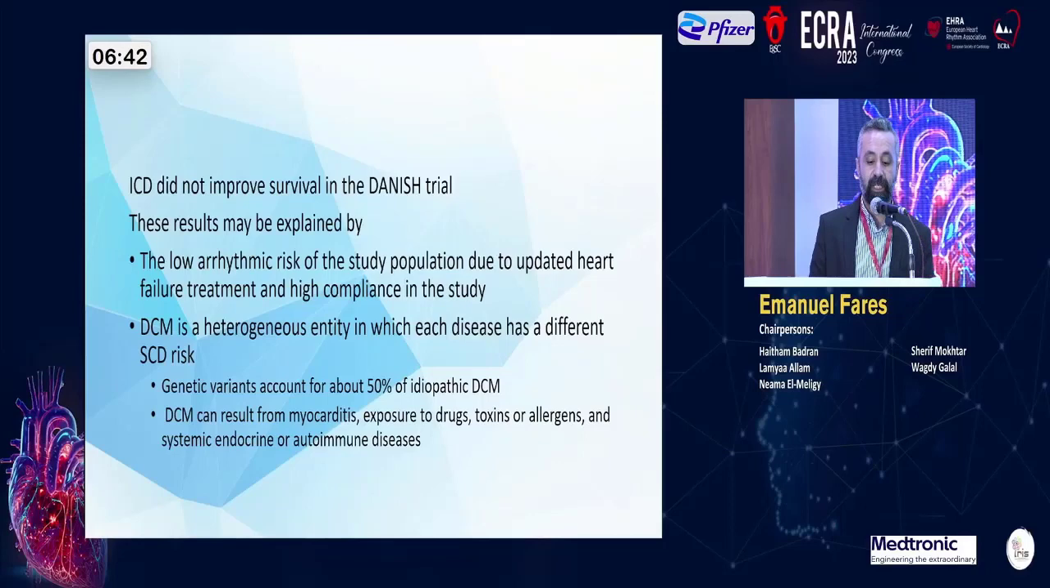The second explanation is that dilated cardiomyopathy is a heterogeneous entity in which each disease has a different sudden cardiac death risk. Genetic variants account for about 50%, and dilated cardiomyopathy can result from myocarditis, exposure to drugs, toxins, or systemic endocrine or autoimmune disease. So we cannot treat all these categories as one entity.